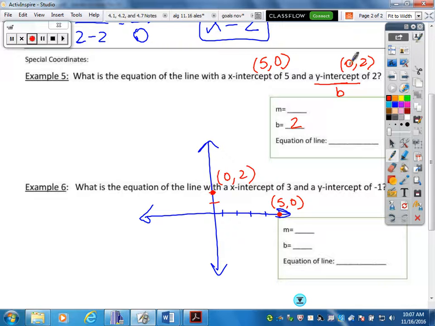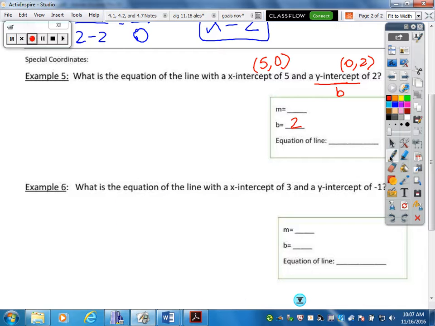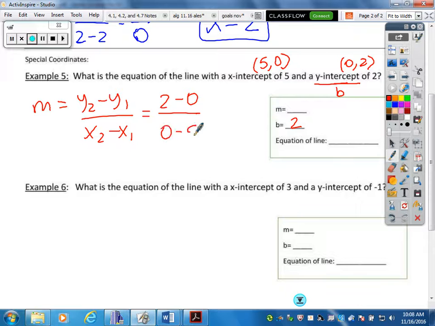But it's important to have both of these points because we also need to go find the slope of this line. So with that aside, we've found b, but let's find the slope of this line by using our slope formula. y2 minus y1 over x2 minus x1. y2 is 2, y1 is 0, so 2 minus 0, over 0 minus 5, that's my x's. 2 minus 0 is 2. 0 minus 5 is negative 5.